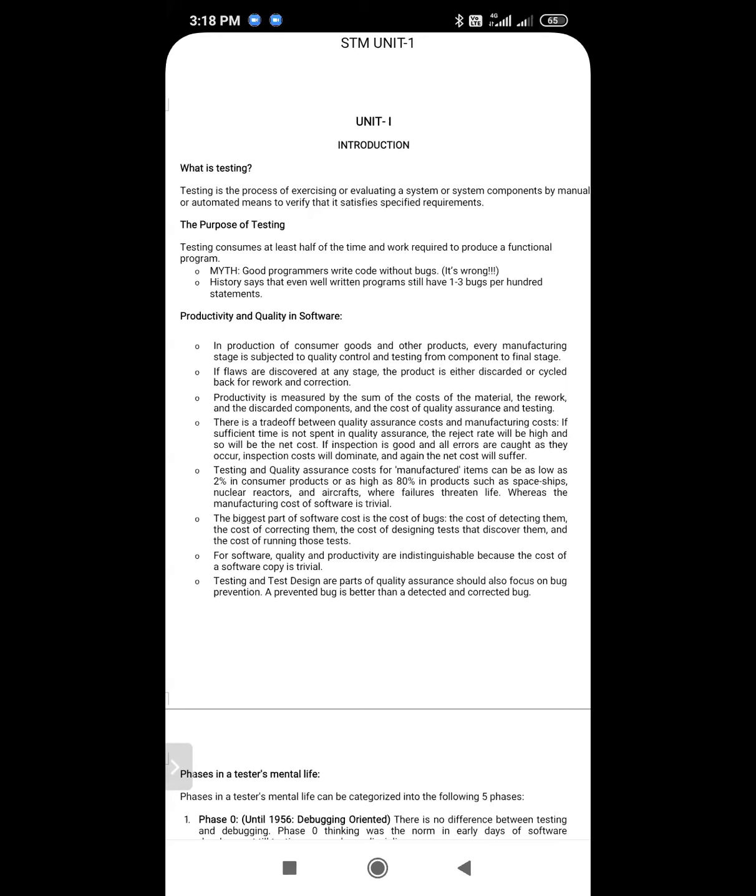Okay, so the cost of detecting a bug is the first point. It is very high. And the cost of correcting them means nothing but to recorrect or rework on the project. Next one, the cost of designing tests that discover them. And the last one is the cost of running those tests.